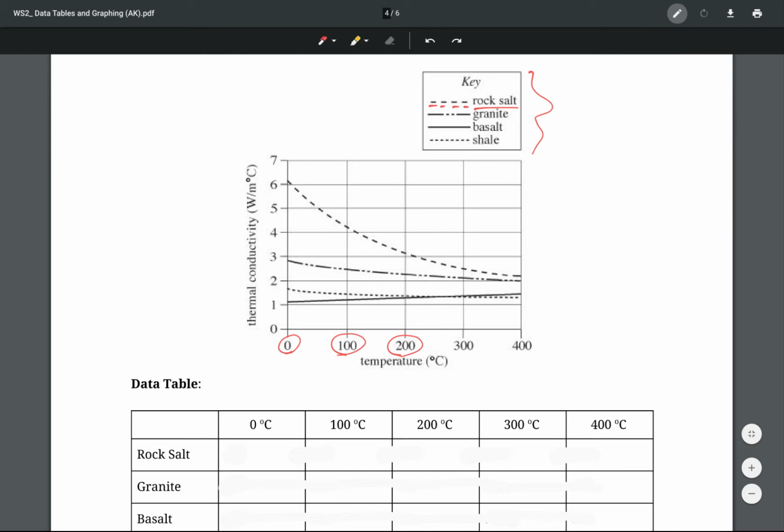So we can put a data point right where they cross these vertical lines that correspond with the temperature intervals. And then at each data point, we can estimate what kind of thermal conductivity that corresponds to. So the first one is just over 6. Let's say 6.2. This next one is just over 4. So we can say 4.2.